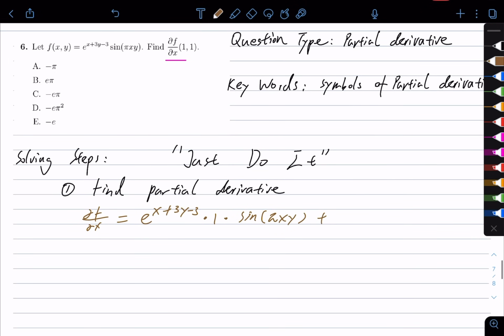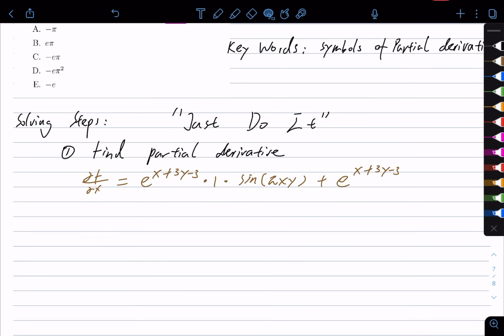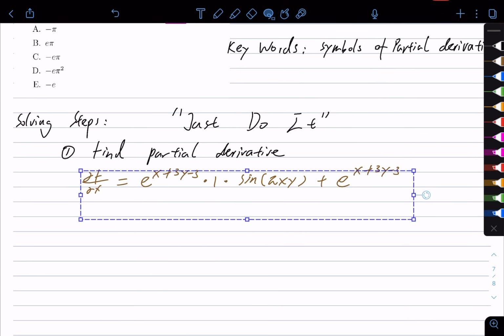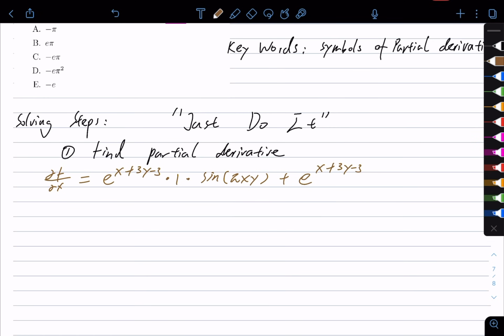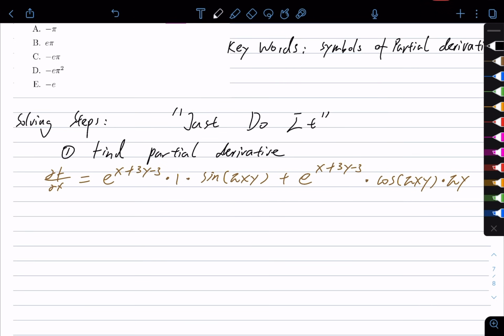Then we add another part, where we treat the e component as a constant, copy everything over here, and differentiate the sine term, the trigonometric term. Sine becomes cosine of pi x y, and with the chain rule we have pi y over here. All right, so this is your partial derivative, and the second step is just plug in.